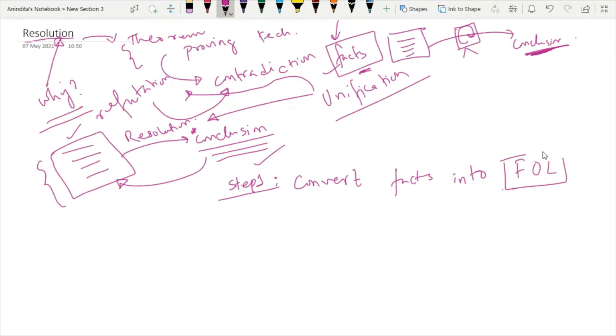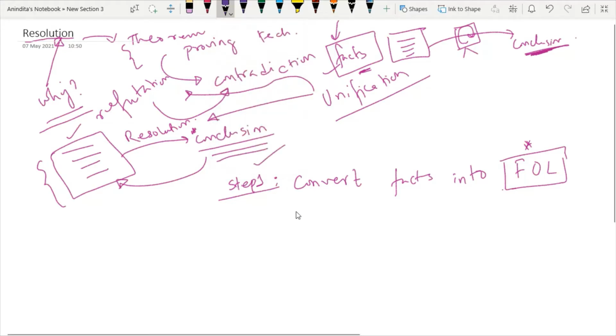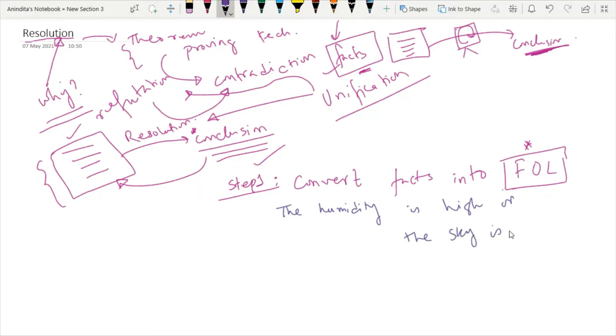Now what is the meaning of conversion into first order logic? You have to remember, because we know that we have 2 kinds of logic, predicate and proposition. So which kind of conversion are we expecting here? Now I'm giving you one example so that you could understand step number 1. Say the statement is given as, the humidity is high or the sky is cloudy. So here the question is, how could I convert it into first order logic?